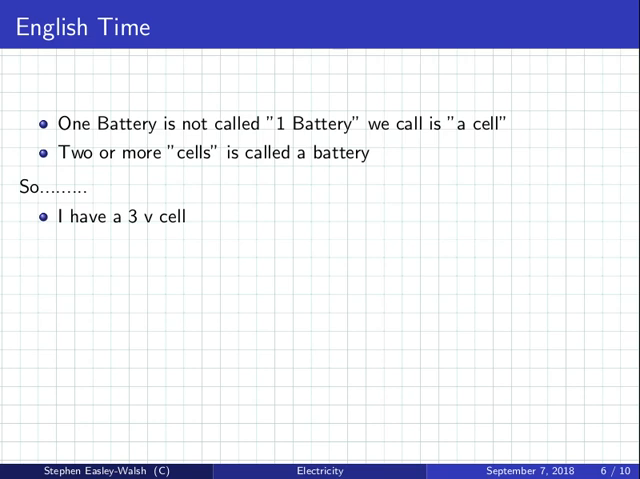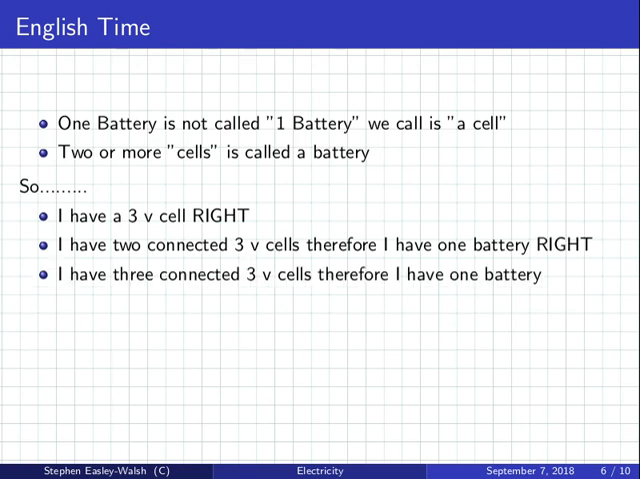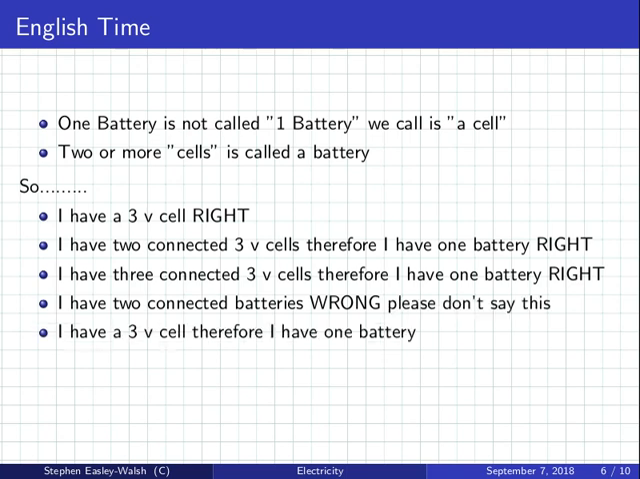So you can say, I have a 3-volt cell. That's fine. Right? I've connected 2 3-volt cells, therefore I have 1 battery. Right or wrong? Right. Okay. I have 3 connected 3-volt cells, therefore I have 1 battery. Right or wrong? That's right. I have 2 connected batteries. No, that's wrong, because you only ever have 1 battery, and a battery is multiple cells. I have a 3-volt cell, therefore I have 1 battery. What do you think? Yeah, it's wrong, because 1 cell cannot be 1 battery. You need at least 2 cells to have a battery.